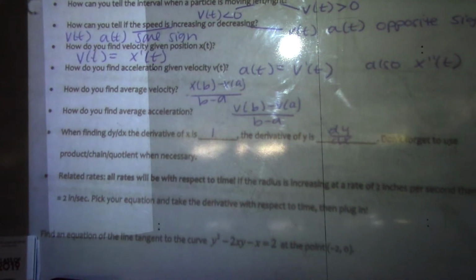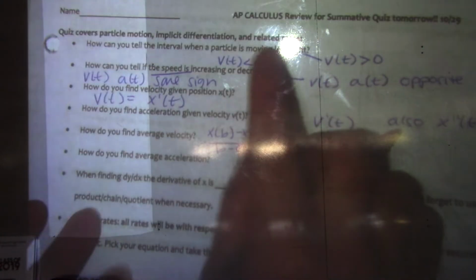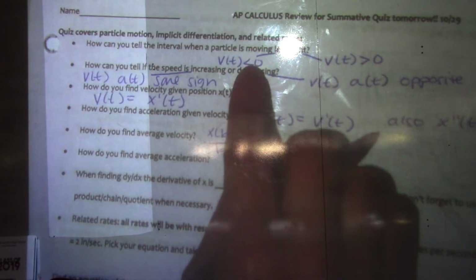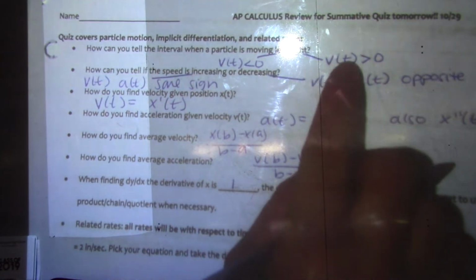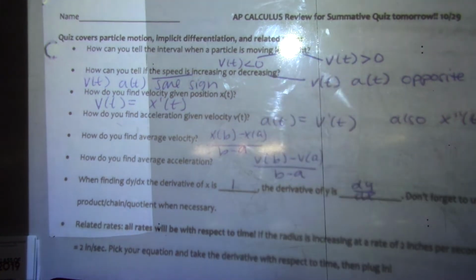Alright, for particle motion, how can we tell if the particle is moving left or right? That has to do with your velocity. If your velocity is negative, or less than 0, that means you're moving to the right. If your velocity is positive, or greater than 0, that means you're moving to the left.